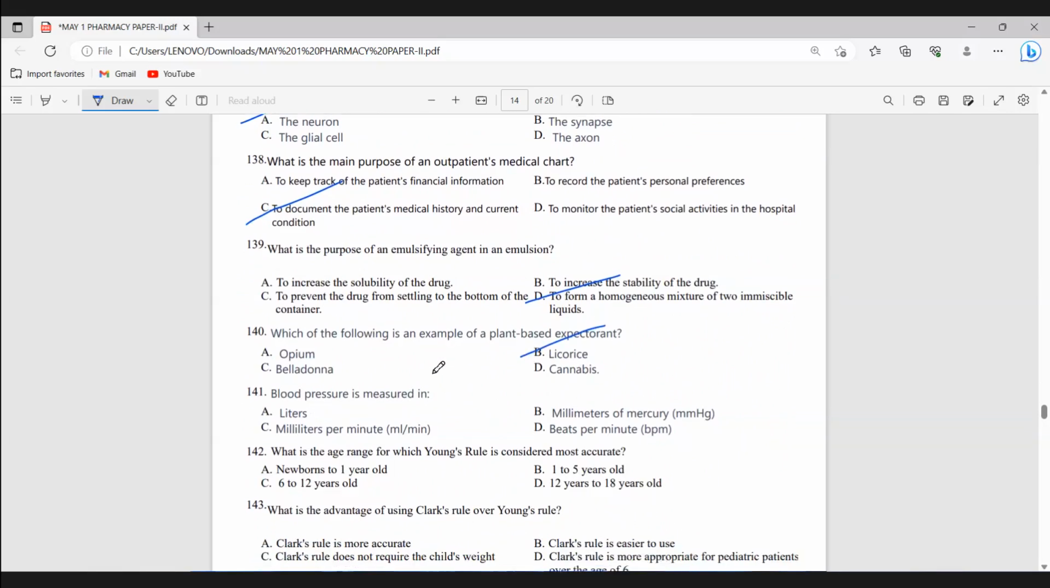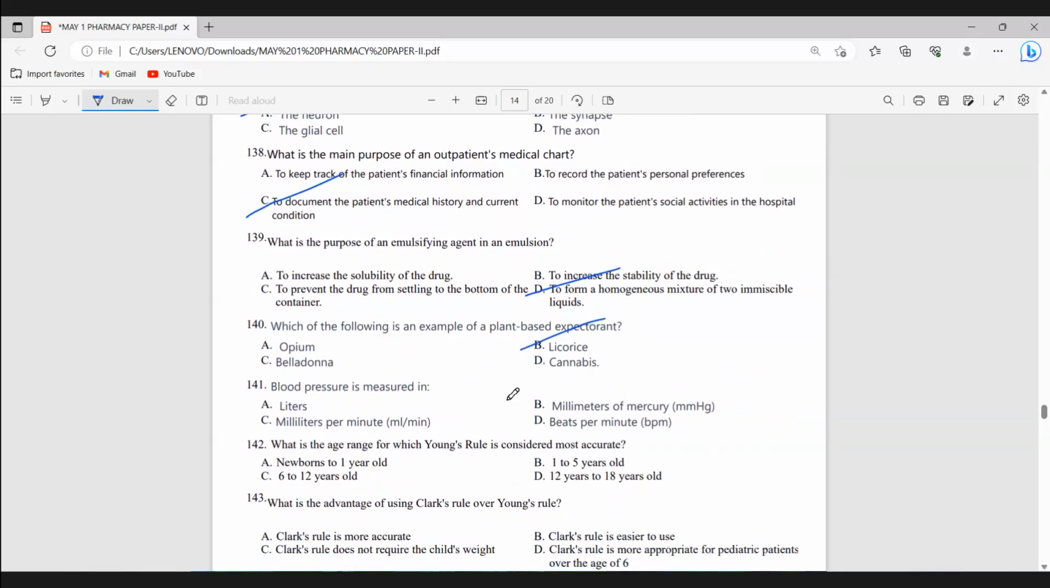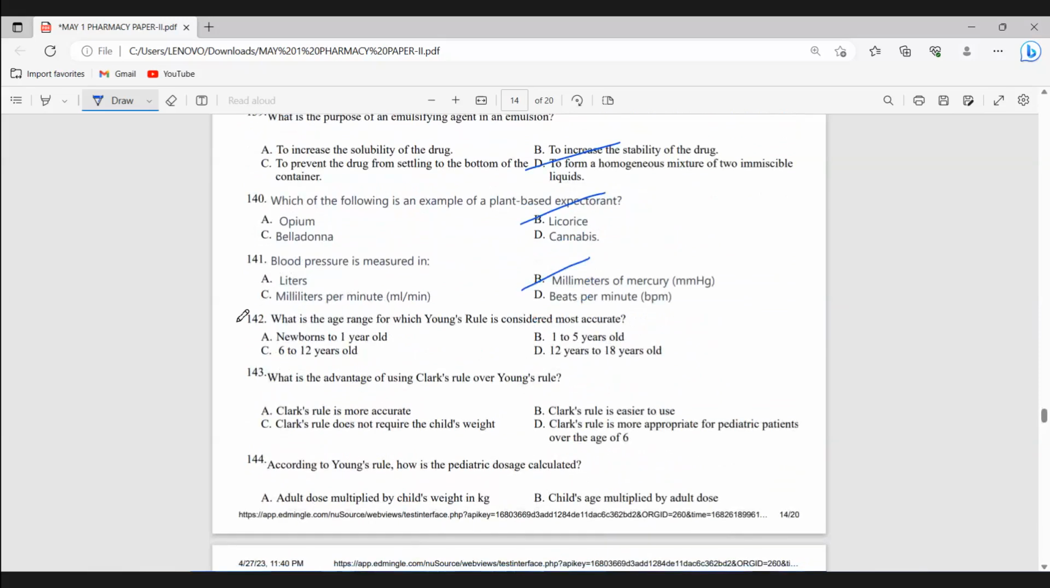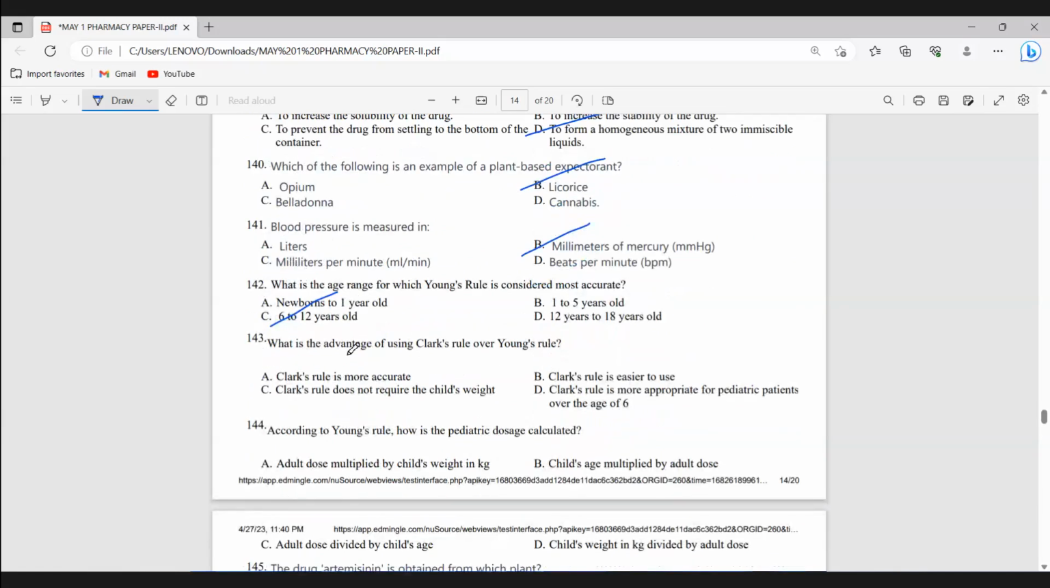Then 141, blood pressure is measured in millimeters of mercury. Can you hear my voice? Then 142. What is the age range for which Young's rule is considered most accurate? Young's rule is considered most accurate at option C, 6 to 12 years age.